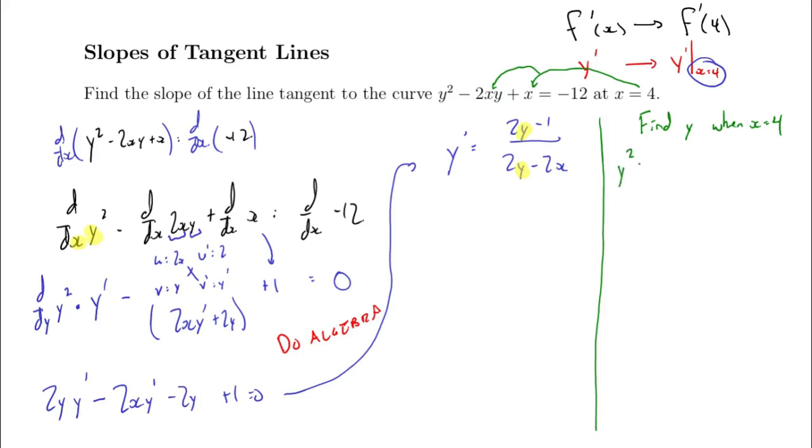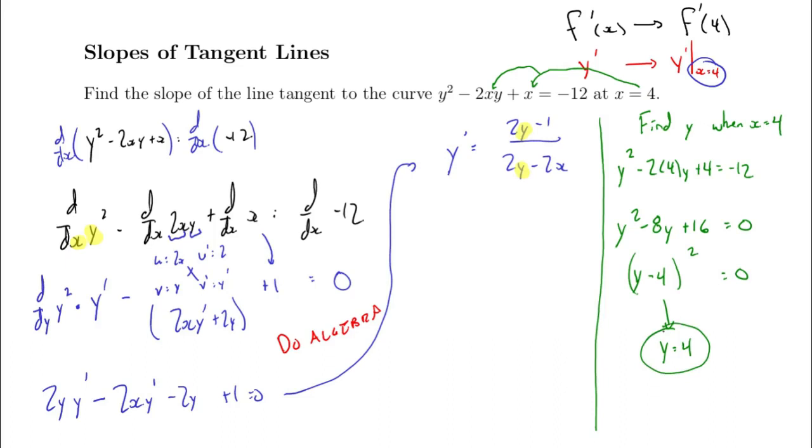So we've got y squared minus 2 times 4 times y plus 4 equals negative 12. This is a quadratic equation, so I'm going to push everything over to one side. y squared minus 8y plus 16 equals 0, and I hopefully can factor this. I've got (y minus 4) squared equals 0. I can see really easily now that y is going to equal 4.